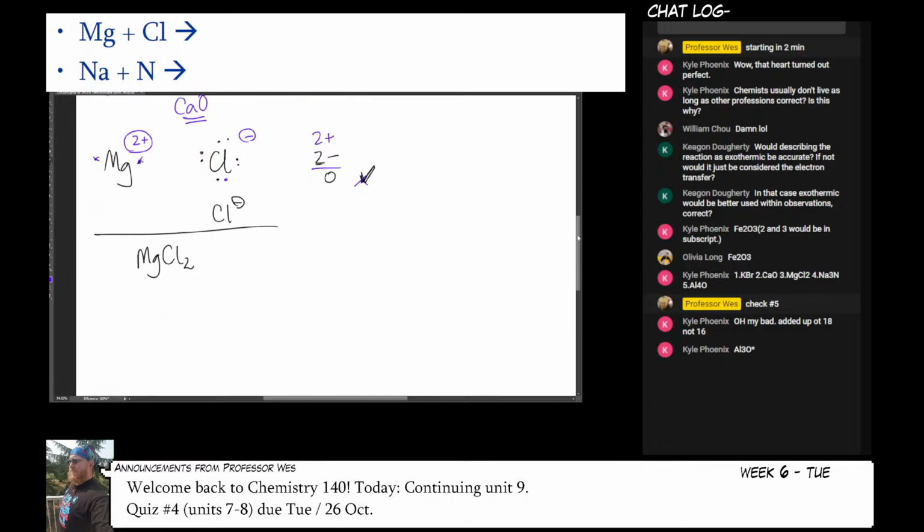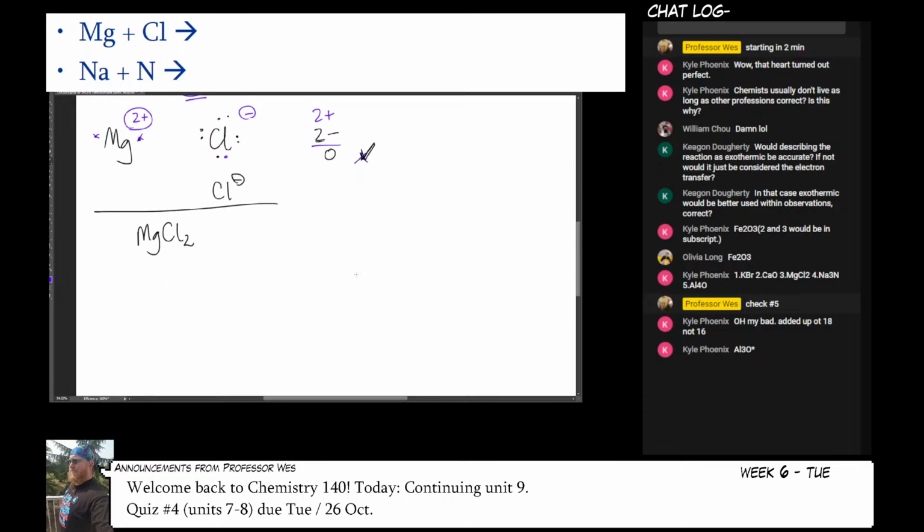We can do the same thing for sodium and nitrogen. So here's my sodium. Here's my nitrogen. Sodium's in group 1, so it has 1 valence electron. Nitrogen is in group 15, so it has 5 valence electrons. So here's what we'll do. We'll get rid of 1 electron to make sodium look like that. There's its octet. Nitrogen needs 3 to make its octet.